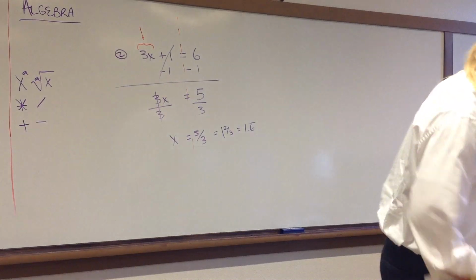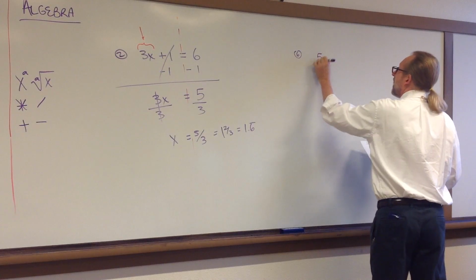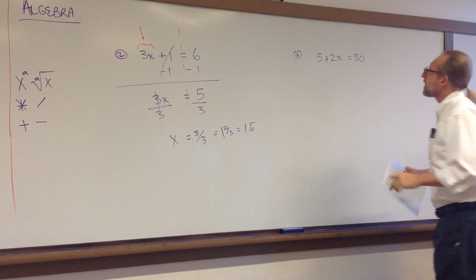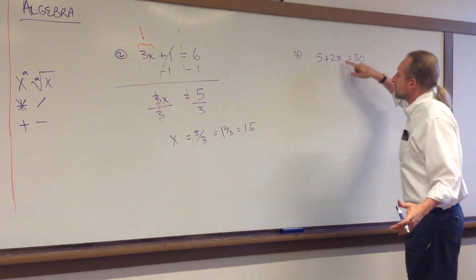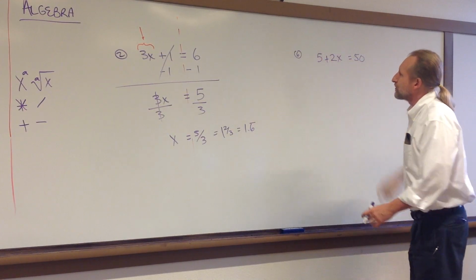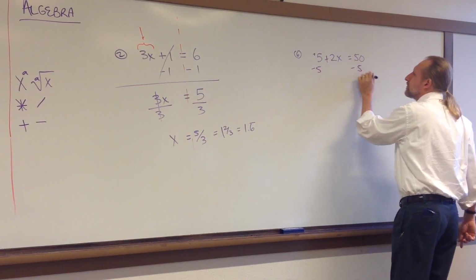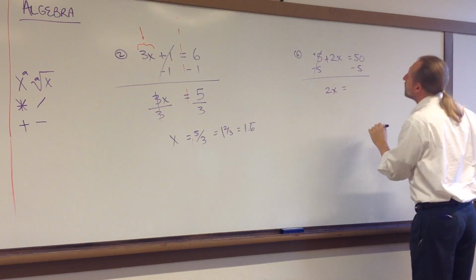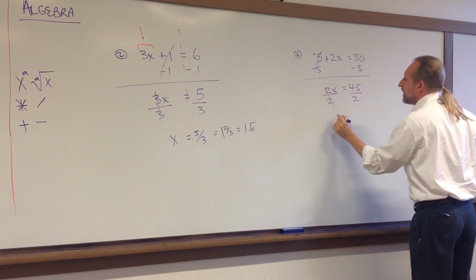Let's look at problem 6. Here we've got 5 plus 2x equals 50. And so again, you can see the x is here. It's getting multiplied by 2, so the first thing we want to do is get this by itself by subtracting the 5 on both sides, right? This is a positive 5, and so we want to subtract 5 on both sides. That'll give us 2x equals 45, and then divide on both sides by 2.